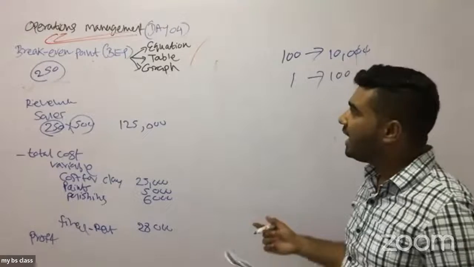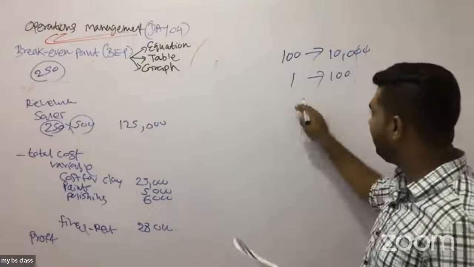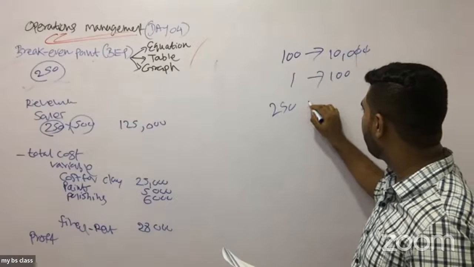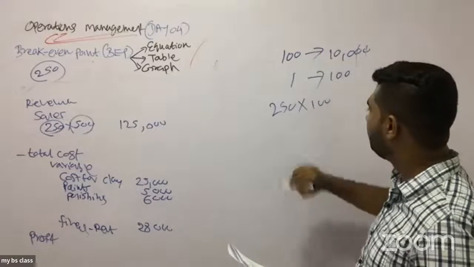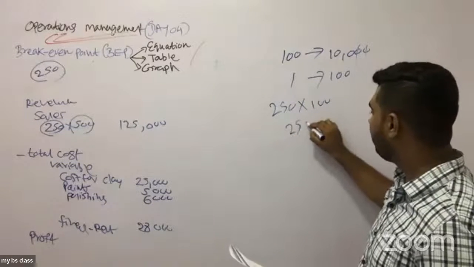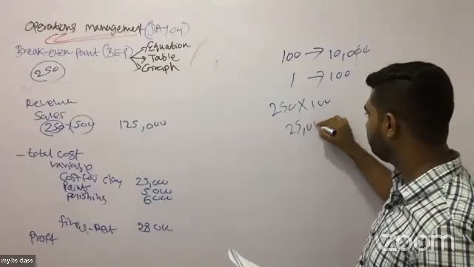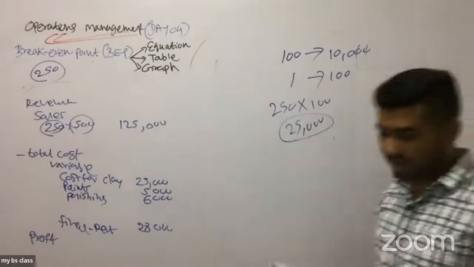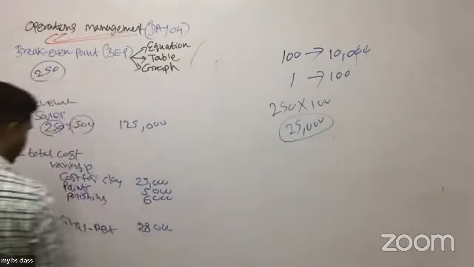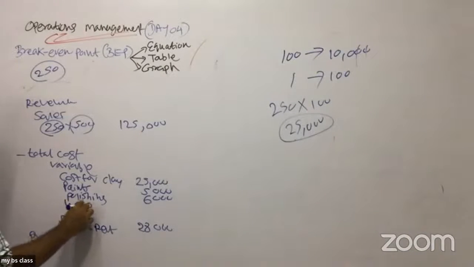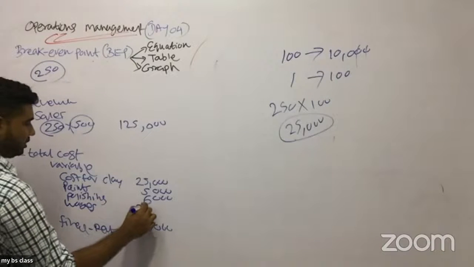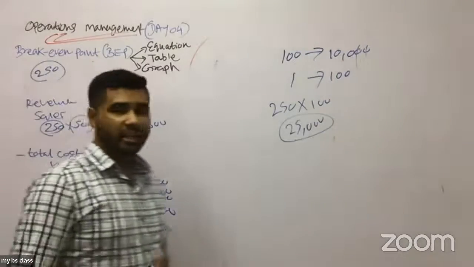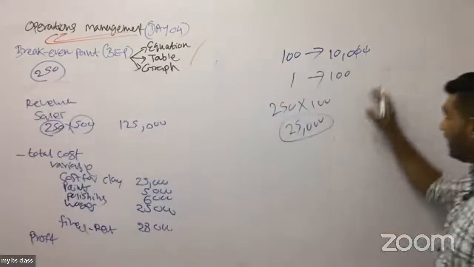Clear? So how many do they make? 250, right? So if it's 250, yes. So it's like 25,000. Employee wages, which is a variable cost. Wages, 25,000.